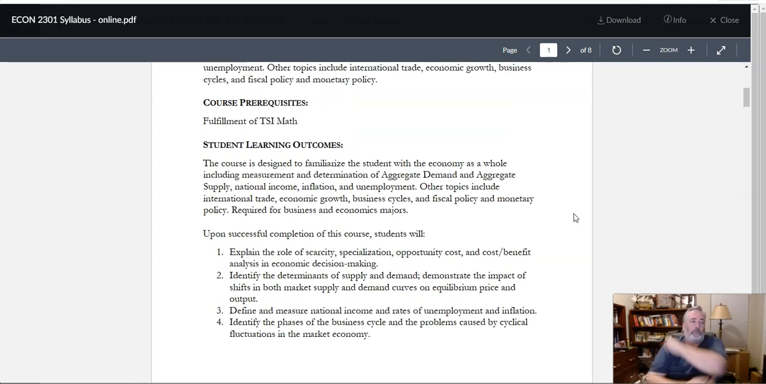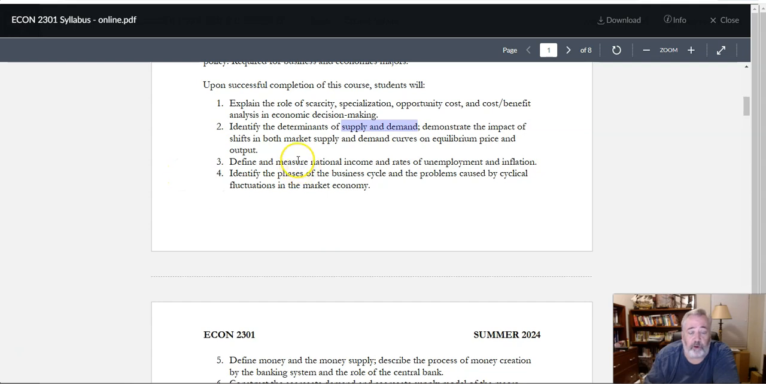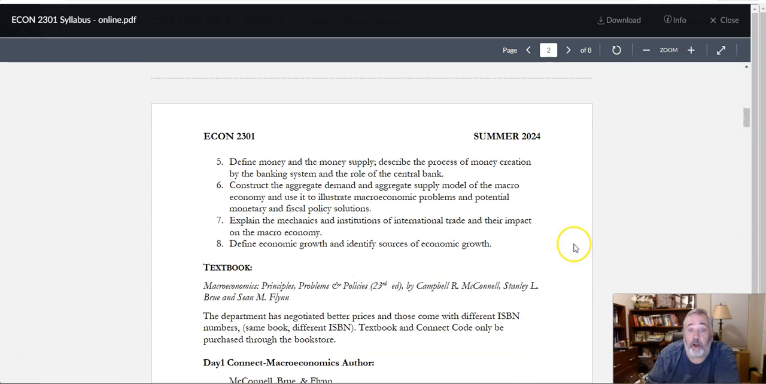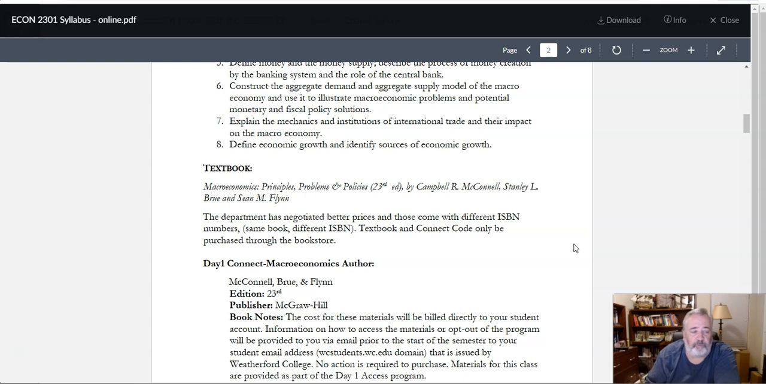Here are the outcomes. The first 2 are the same for both because we're going to study supply and demand in both micro and macro. But at that point, they diverge, and macro goes into the more macro-specific topics like the macroeconomic indicators, GDP, unemployment and inflation, business cycle, and so forth. You can certainly familiarize yourself with those topics.